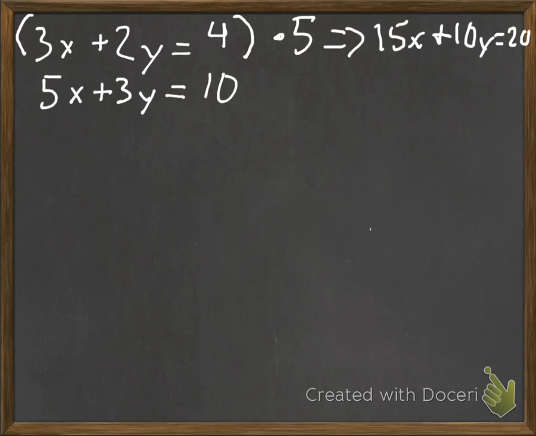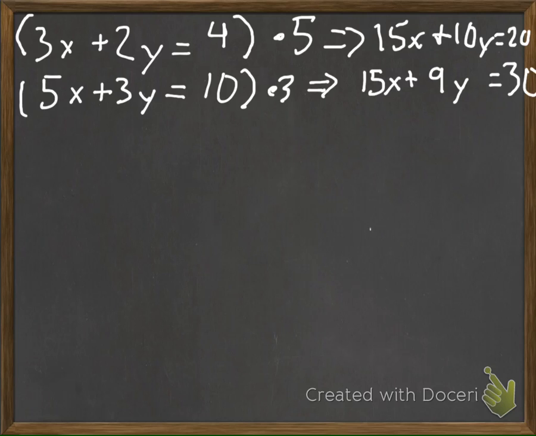Alright, so now let's go down to this other equation. 5x times something needs to be equal to 15x. Well, that's times 3. And that is going to turn into 15x. Now 3 times 3y is 9y, is equal to 10 times 3, which is 30.